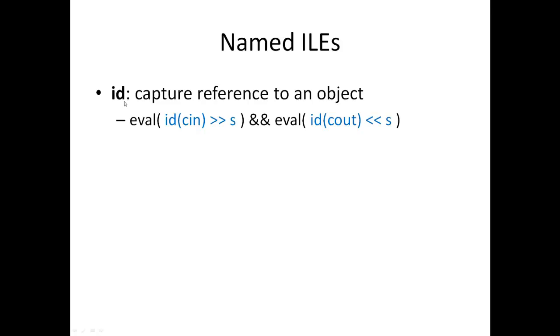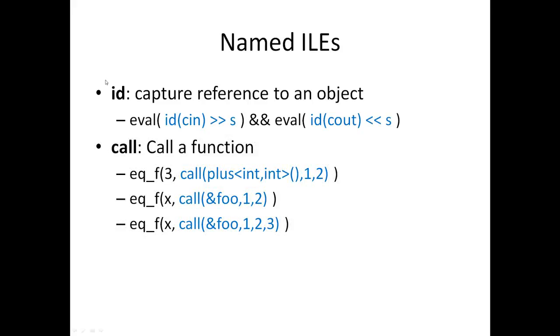Here we have ID, and in this expression I'm using ID to capture cin by reference and then read a value from the stream and then write it back to cout. So in each of these cases, cin and cout cannot be copied, so therefore it's essential to use ID here. Next is call. Call is used for invoking functions or function objects. In this first example here, I am unifying the value 3 with the result of invoking std::plus with the arguments 1 and 2. In the next two examples, I am unifying some variable x with the result of invoking some function foo.